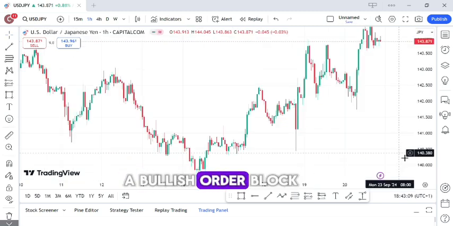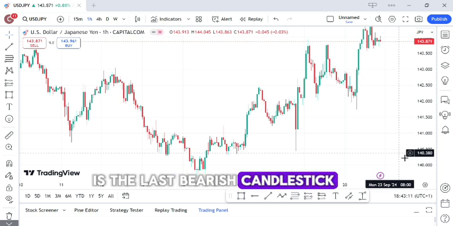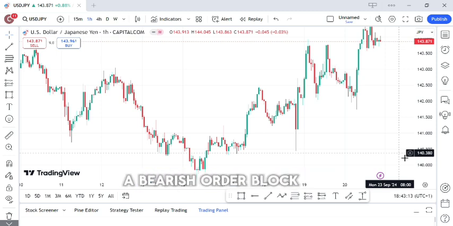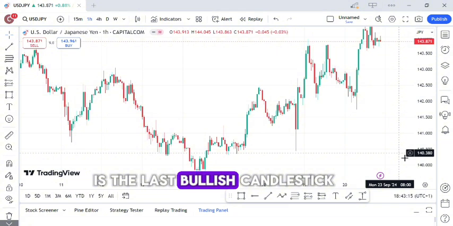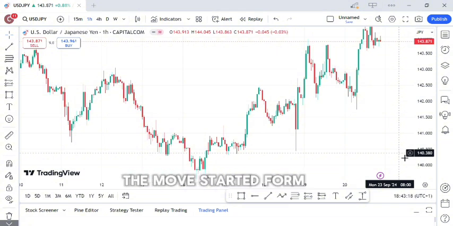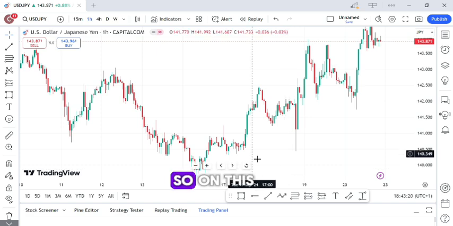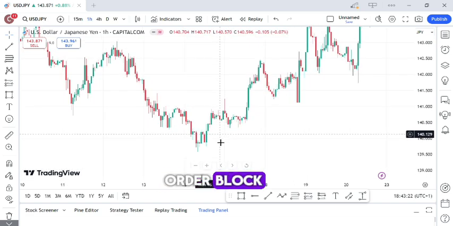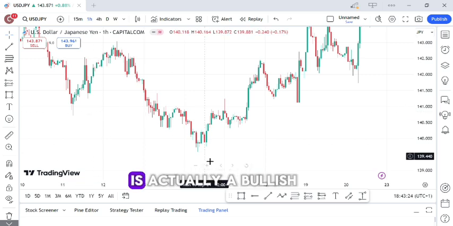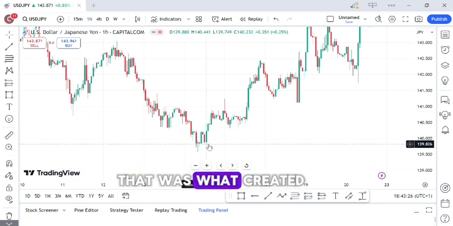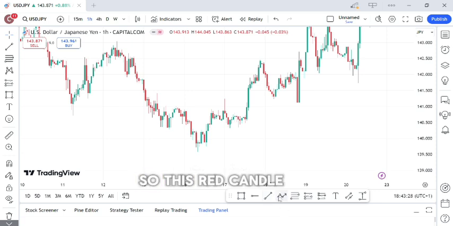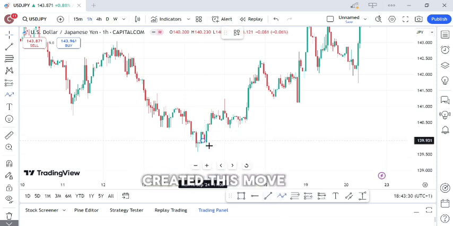So a bullish order block is the last bearish candlestick, while a bearish order block is the last bullish candlestick, because it is where the move started from. So this is a bullish order block. This red candle here is actually a bullish order block. That was what created this move. So this red candle created this move.